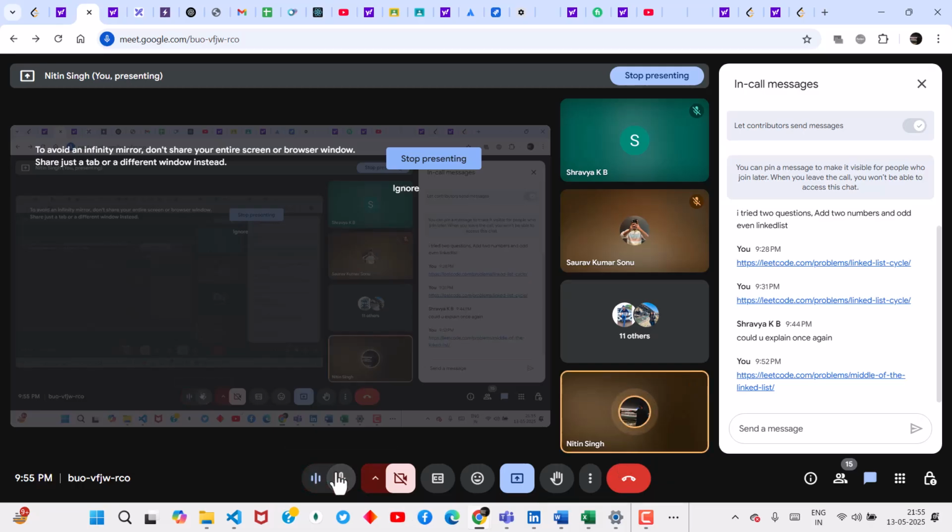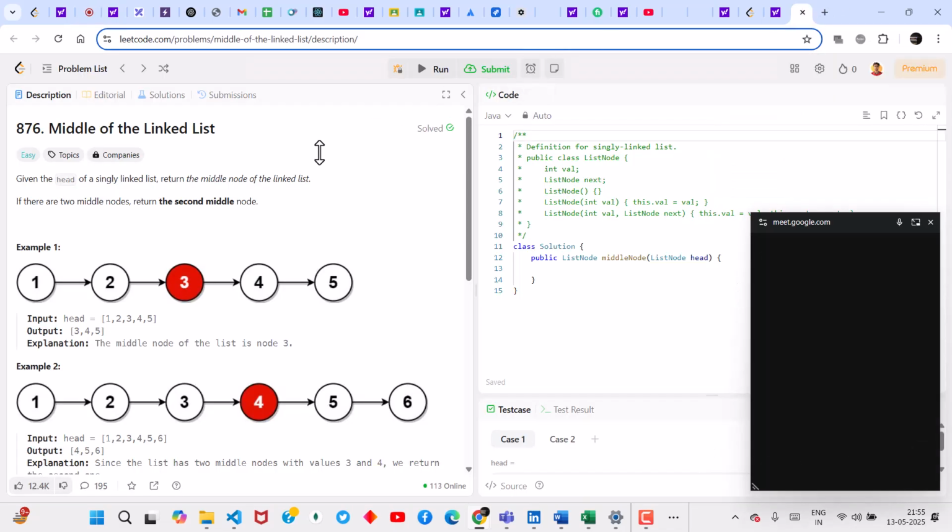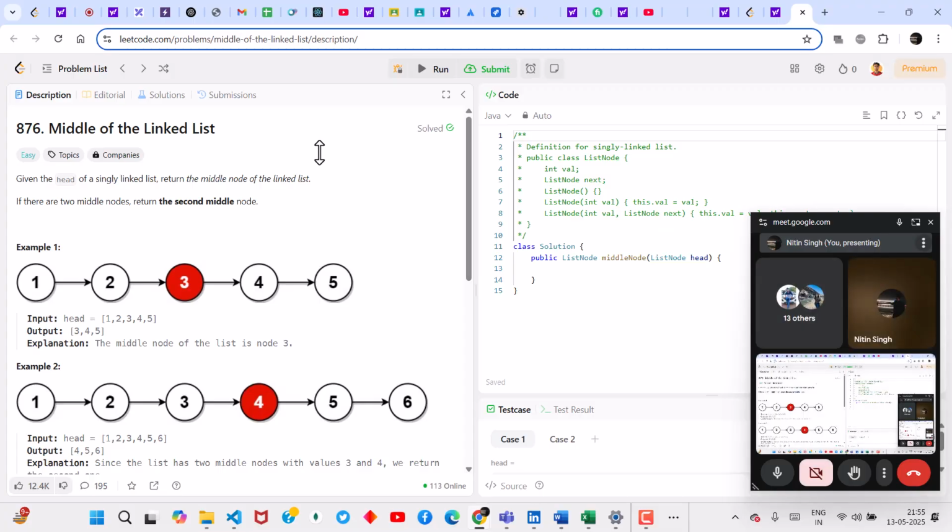Okay, fine. Can we start? Anyone who can explain the question, like what we have to do exactly? Shraddha, Saurav, Palak, anyone? Yes, Nitin. We need to only return the middle node of the linked list. That's it. Yeah. Fine. Okay, fine.